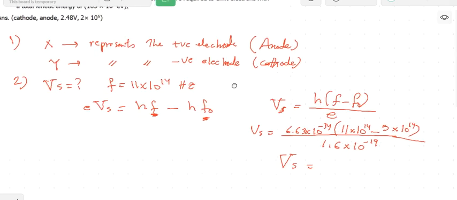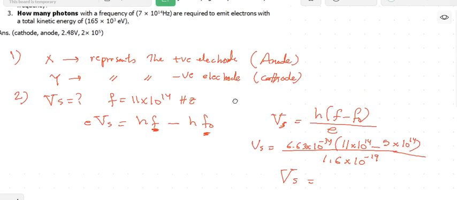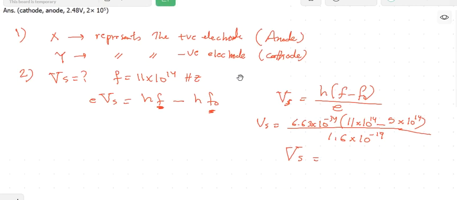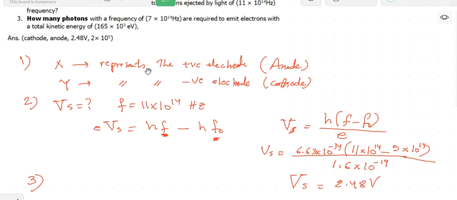So the answer will be 2.48. After doing this calculation on the calculator, we will get 2.48 volts. Okay. The last part is very important, we need to concentrate more. It's like a reasoning question. It requires more concentration. It's between application and reasoning.